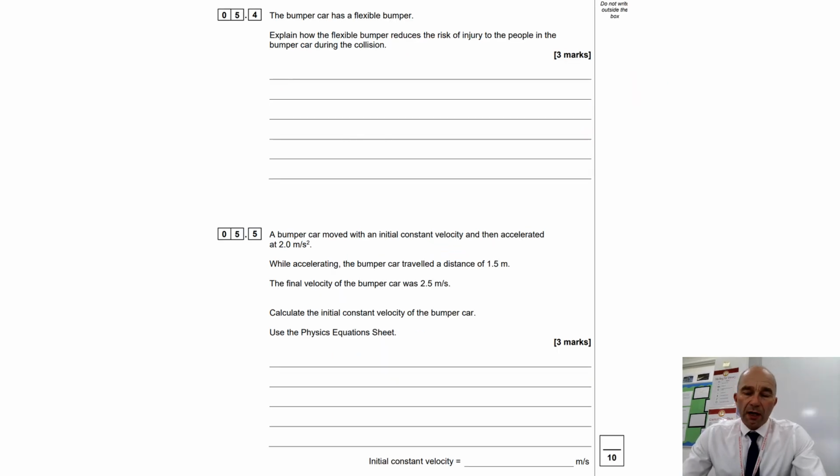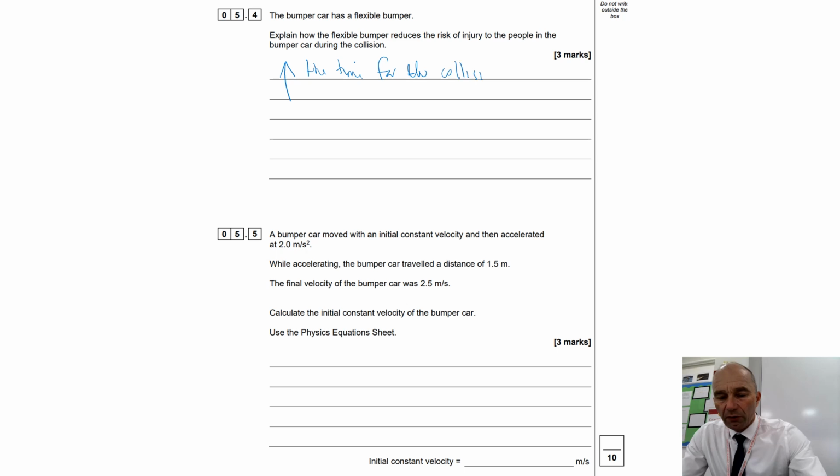So our bumper car has a flexible bumper. We need to explain how the flexible bumper reduces the risk of injury to the people in the bumper car during the collision. So first of all, having the kind of flex in the bumper, that it can bend a bit, it actually increases the time for the collision to occur.